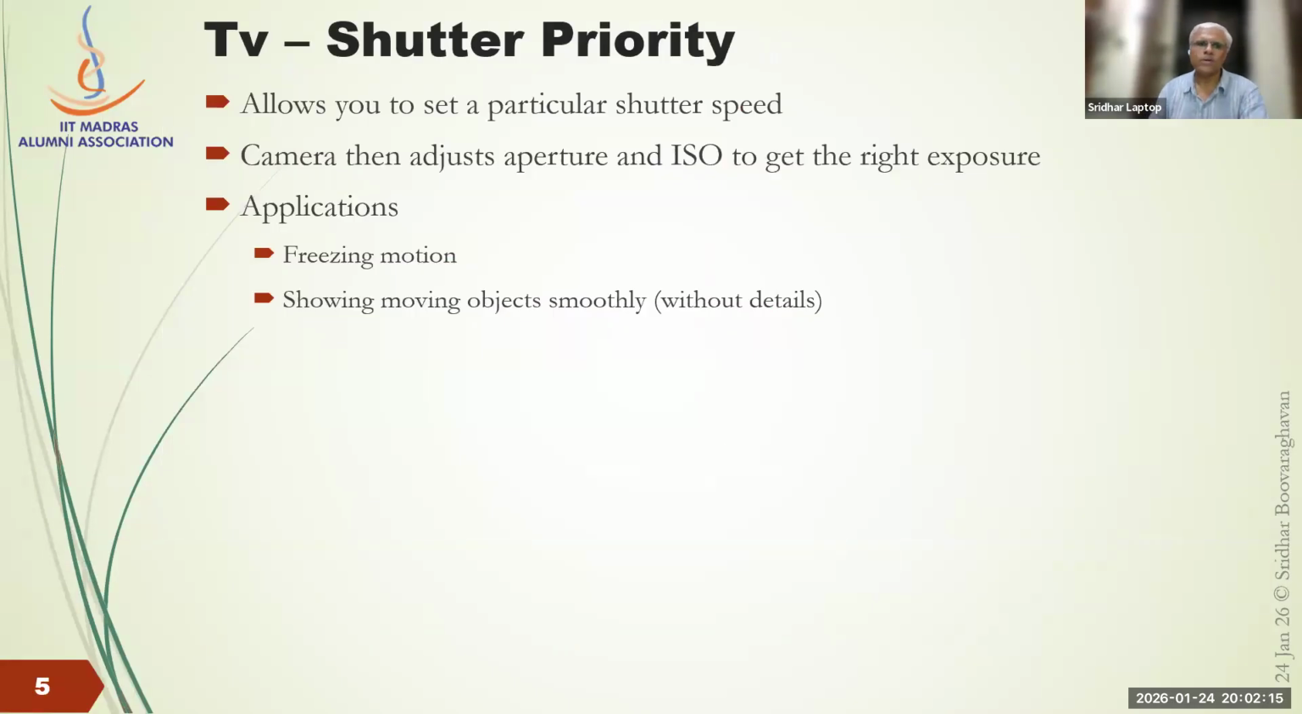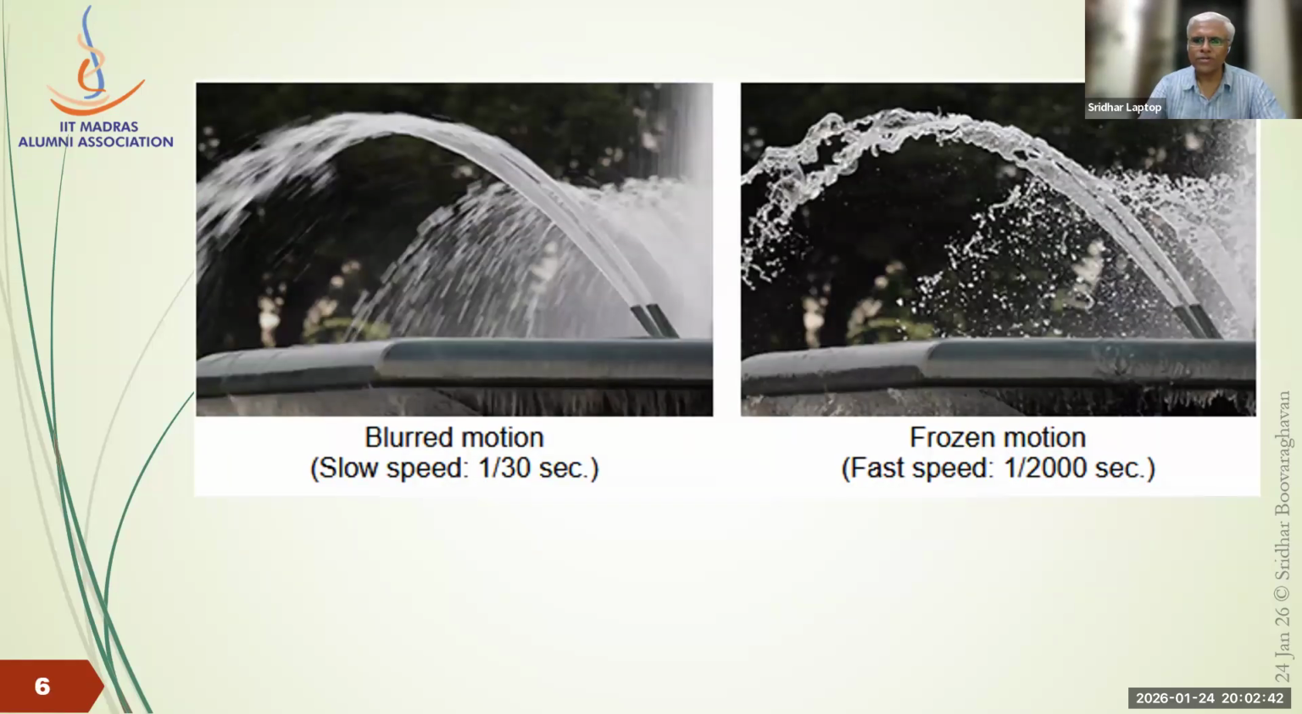So the TV mode allows you to set a particular shutter speed. Then the camera adjusts the other two aspects of the exposure triangle, the aperture and the ISO, to get the right exposure. Now, what are the applications of the TV mode? It is usually in freezing motion or showing moving objects very smoothly, right? And in typical Indian houses, what is a moving object that you usually find in rooms? It is a ceiling fan. So I will show you an example using the ceiling fan that I have in this room right now. Okay.